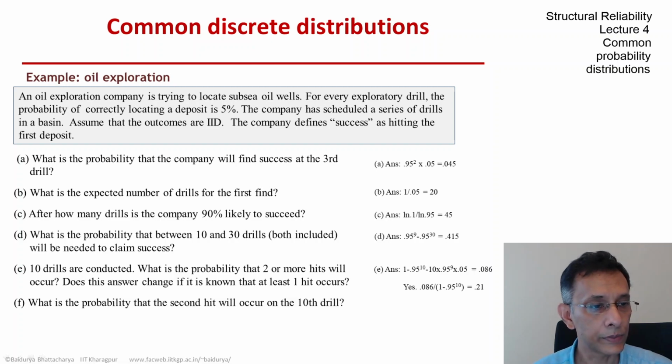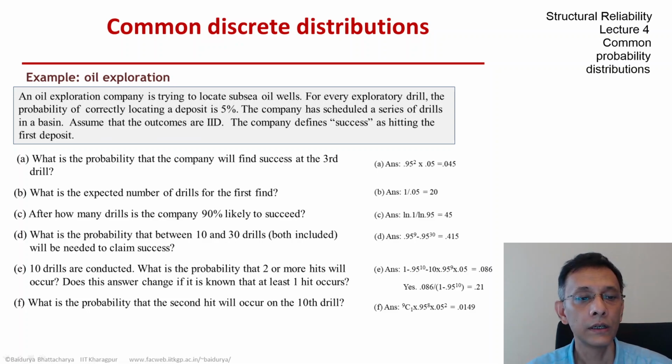The next problem is a little more specific, in that it's not that we want 2 hits in 10 trials, but we want the second hit on trial number 10. So this is the negative binomial distribution problem, and if you just apply the PMF, you get the answer of 0.0149.